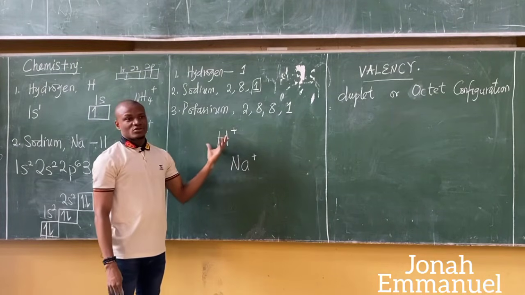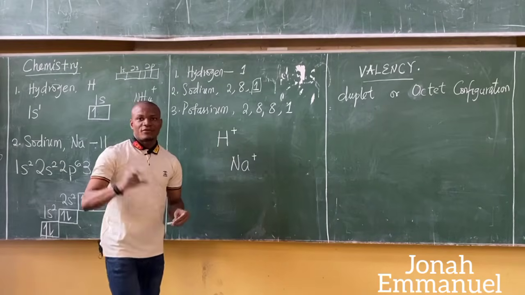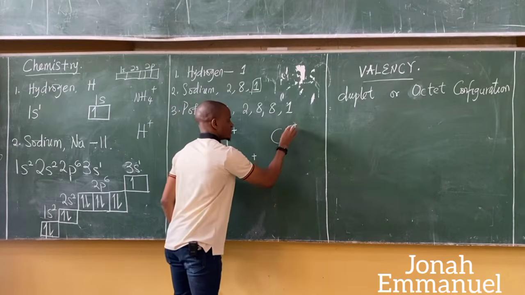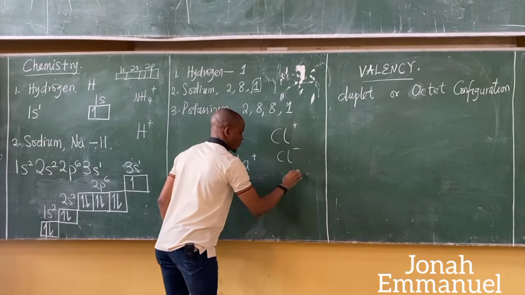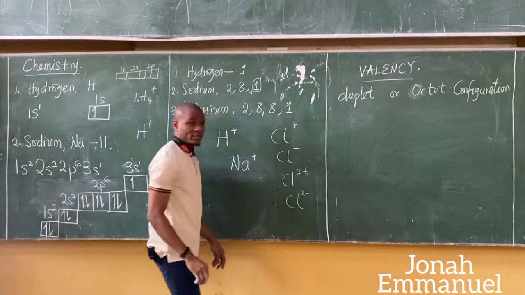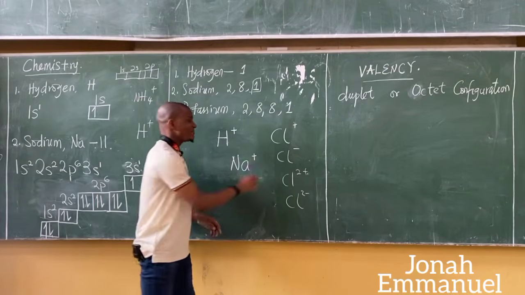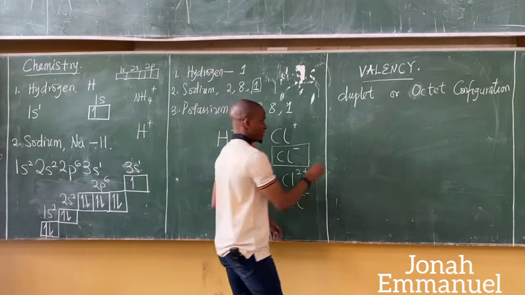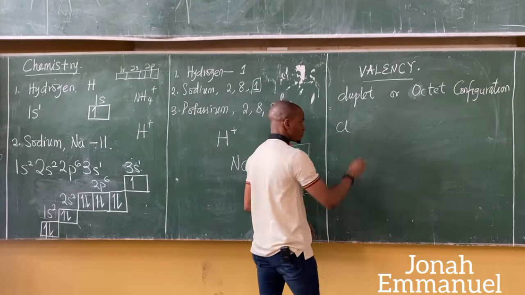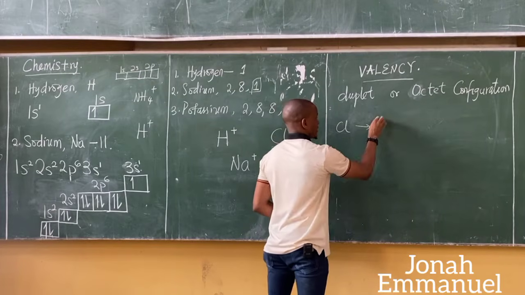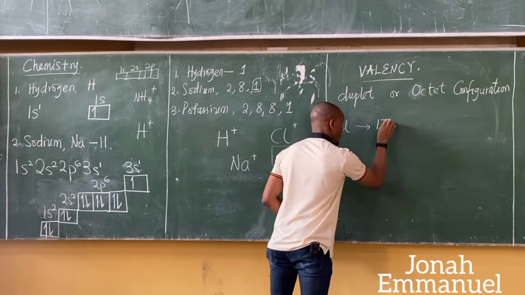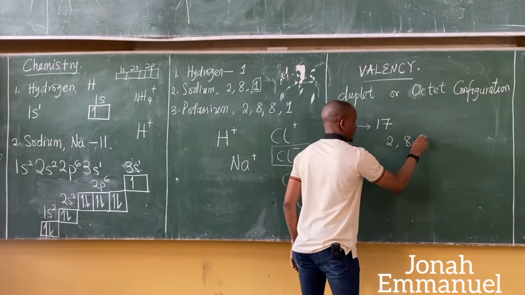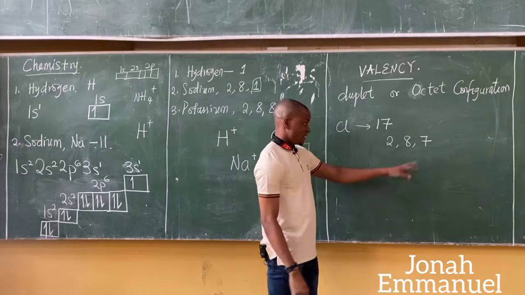That's the concept. So now you see stuff like this. For instance, chlorine. Is it Cl plus, Cl minus, Cl2 plus, Cl2 minus? Which of them? Cl minus. Now, why Cl minus? Let's analyze it. Chlorine, what's the atomic number? 17. So what will be the configuration here? 2, 8, and what there? 7.